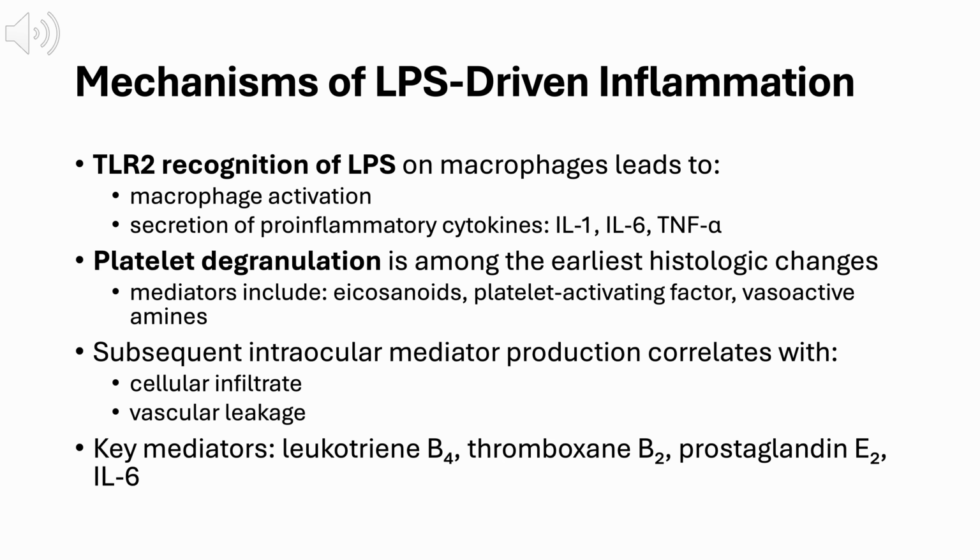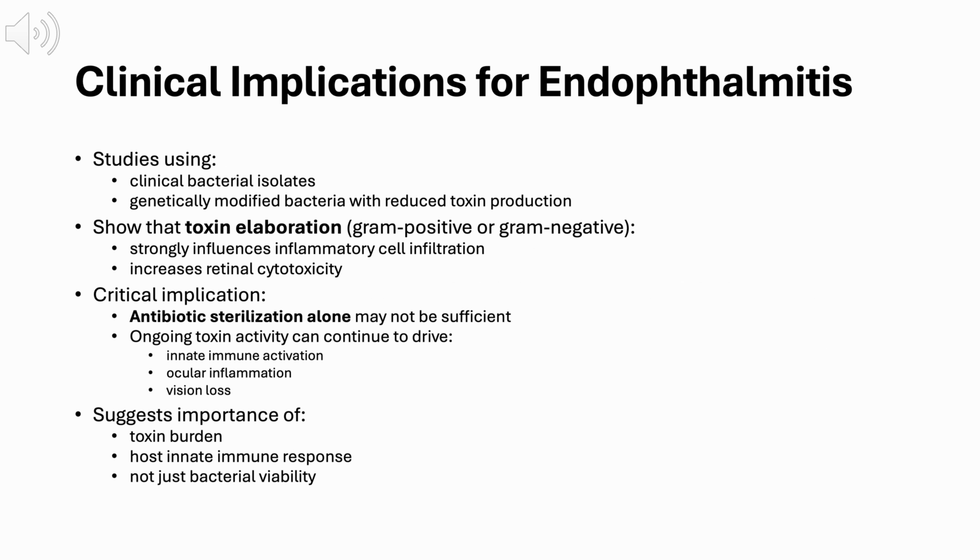As the response progresses, increasing intraocular levels of mediators such as leukotriene B4, thromboxane B2, prostaglandin E2, and interleukin-6 correlate with greater cellular infiltration and vascular leakage. The clinical implication is that the severity of endophthalmitis depends on more than simply whether viable bacteria remain in the eye. Studies comparing clinical isolates with genetically modified bacteria that produce fewer toxins show that toxin production strongly influences inflammatory cell recruitment and retinal cytotoxicity in both gram-positive and gram-negative infections.